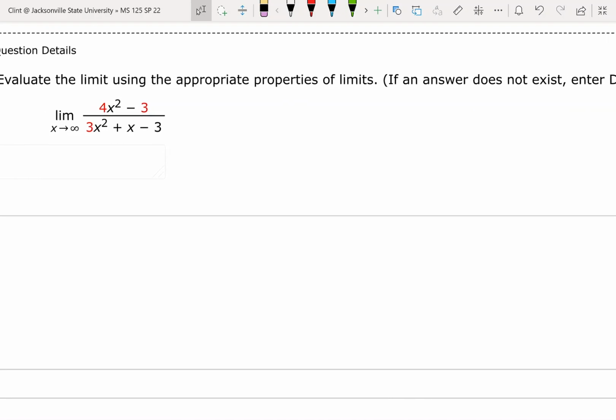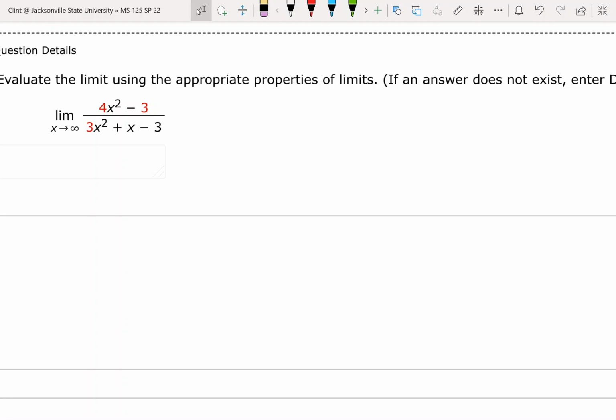So what should we do? We could get an idea, yeah, for sure. We could try plugging in a really big number to give us an idea of what the limit's going to come out to. And there's even a shortcut. We can know what the answer is going to be. Everybody remember the shortcut? The answer is going to be 4 over 3, because the degree of the top and the degree of the bottom match.